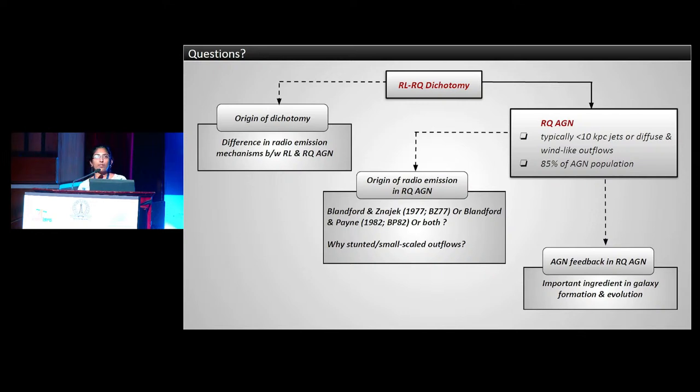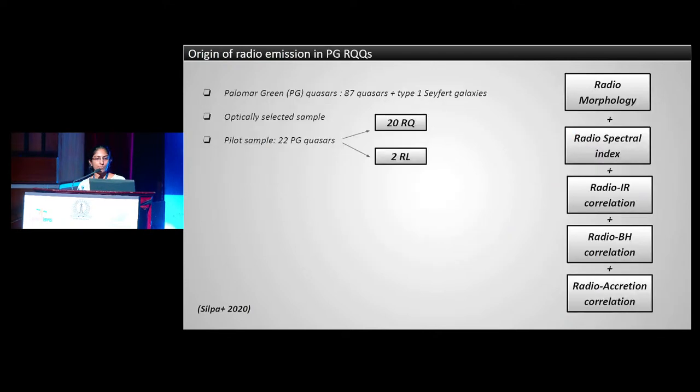Studying AGN feedback in radio quiet AGN is very important because, as I mentioned, the vast majority of the AGN population in the universe is radio quiet. So in order to know how the universe is working, you need to really delve into understanding the existence of AGN feedback in these poorly studied classes of quasars.